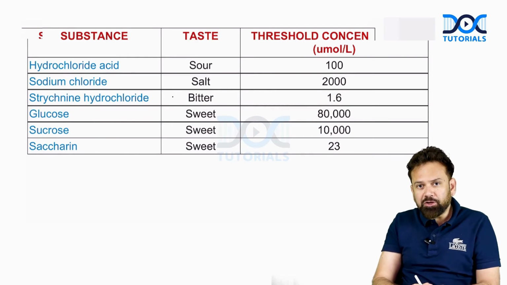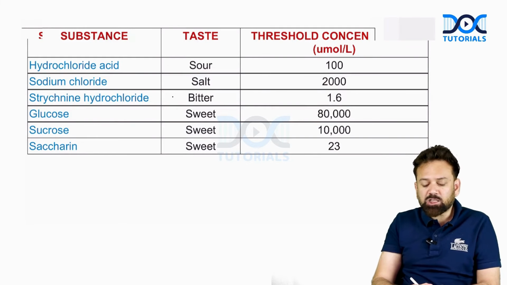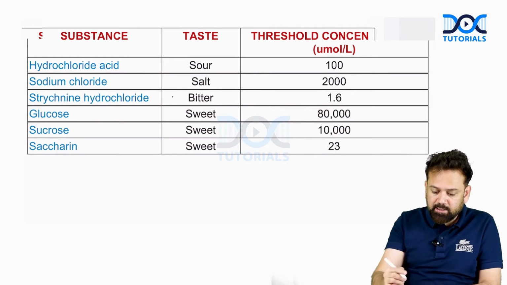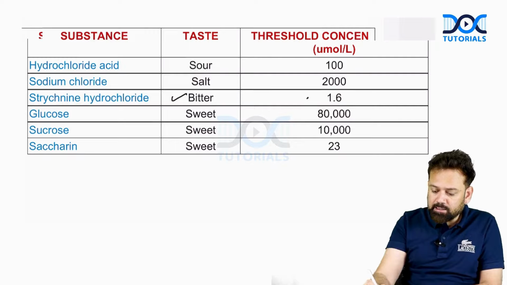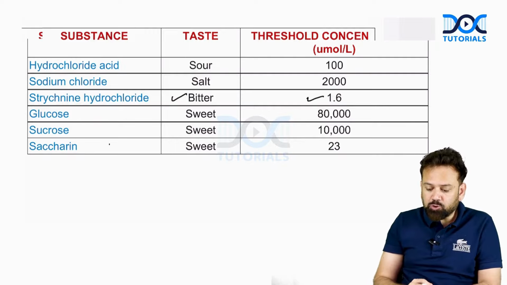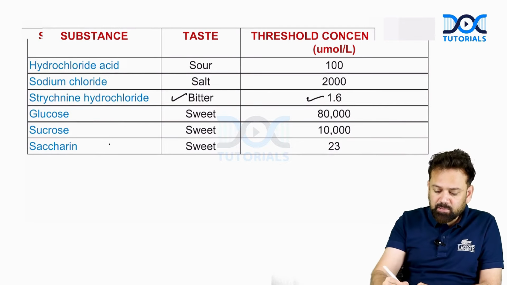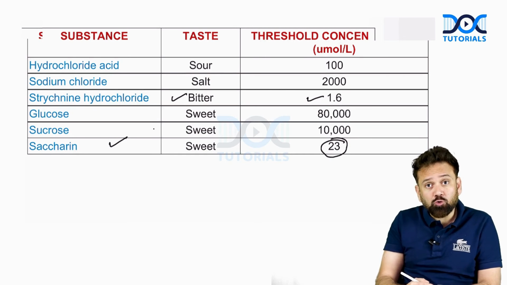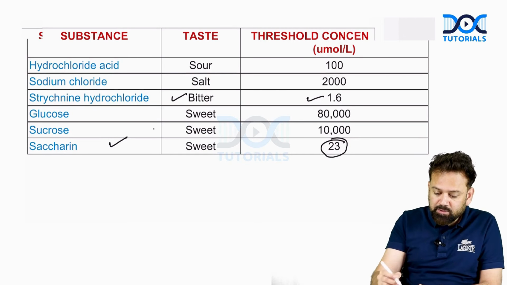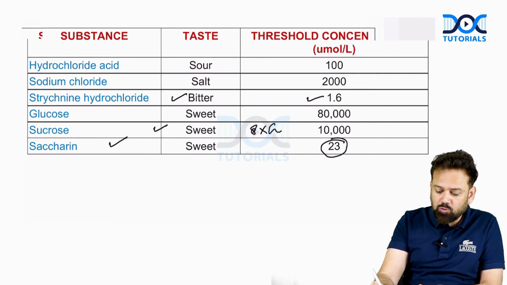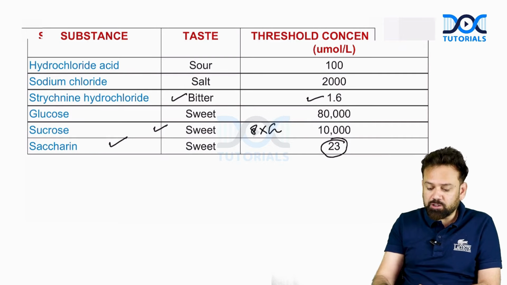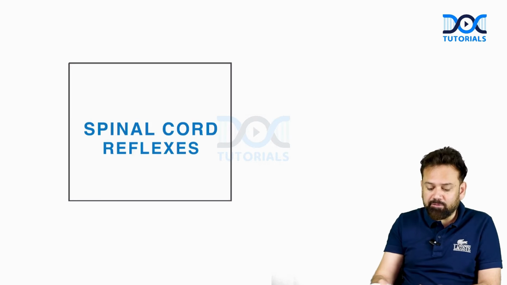Now, which taste has maximum sensitivity? Answer is bitter. It has lowest threshold. Next question. Out of glucose, sucrose, and saccharine, which is sweetest? Saccharine. It has minimum threshold. Out of glucose and sucrose, you can see here that sucrose is 8 times sweeter than glucose. These are your questions.